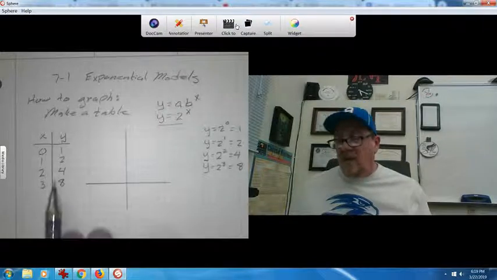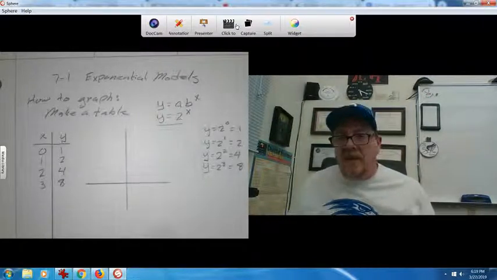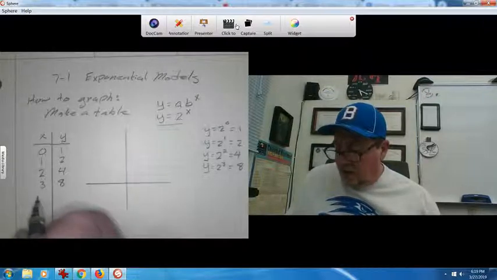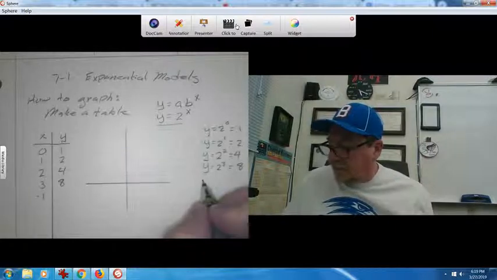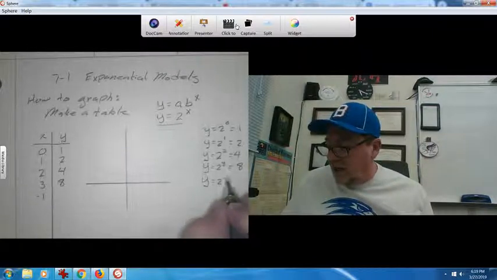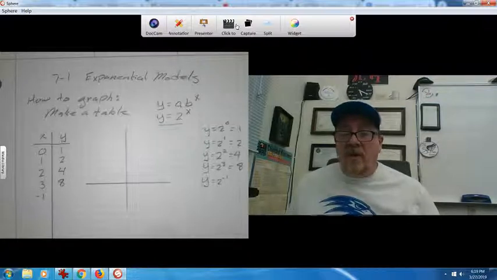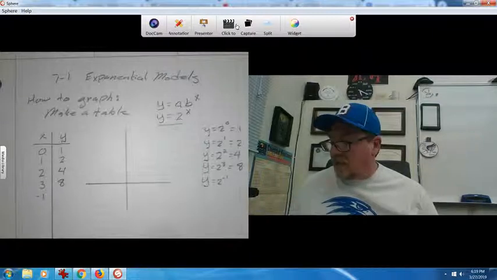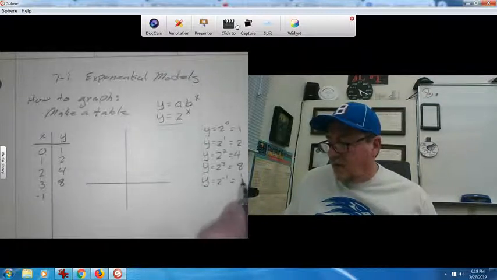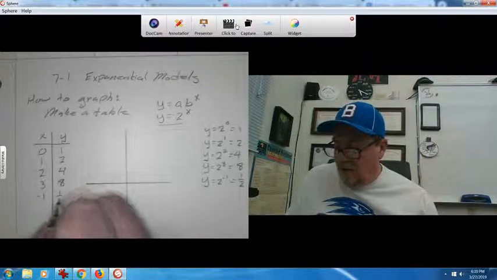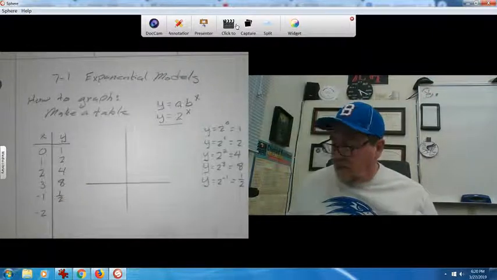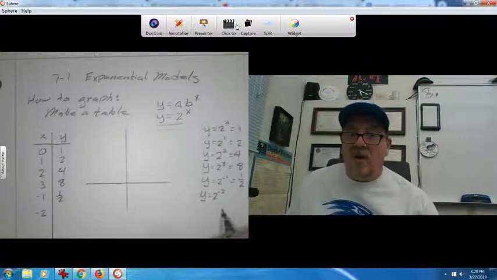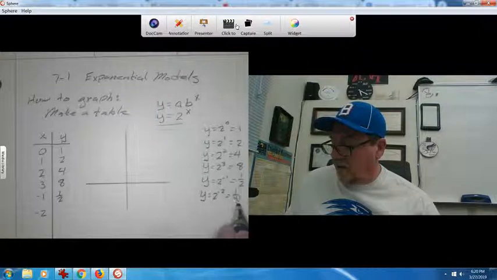Now each of these are points, and we can plot them. The problem is that we need to put in some negative values as well. So let's try -1. y equals 2 to the -1. Hopefully you remember that negative exponents kind of flip it upside down. So 2 to the -1 is 1/2. Plug in -2. y equals 2 to the -2, which is like 1 over 2 squared, which is 1/4.